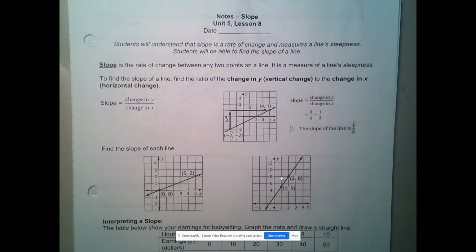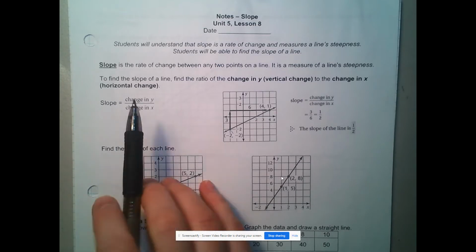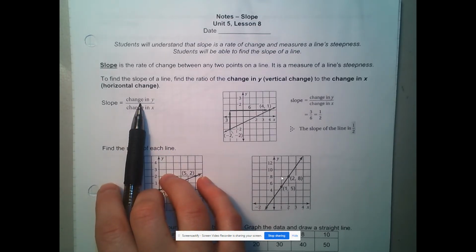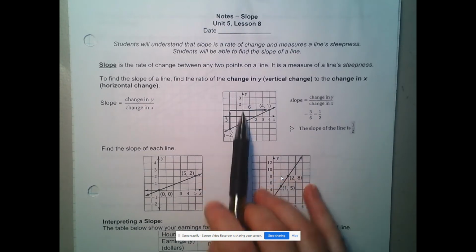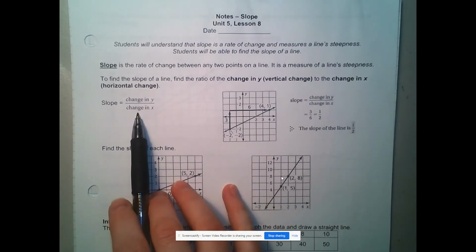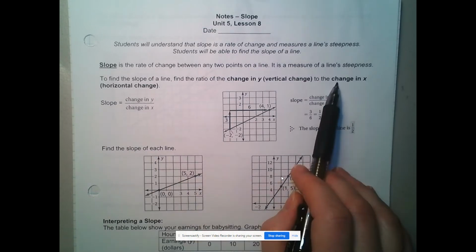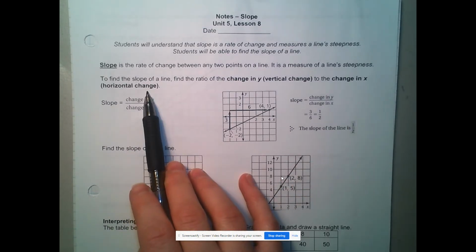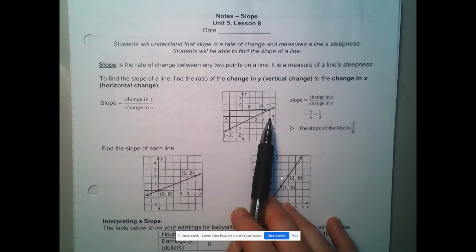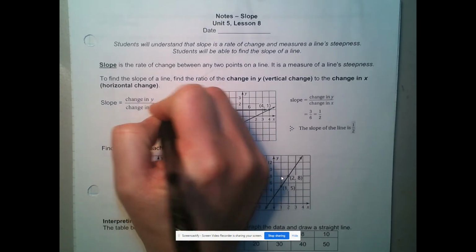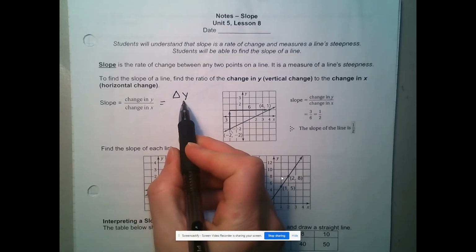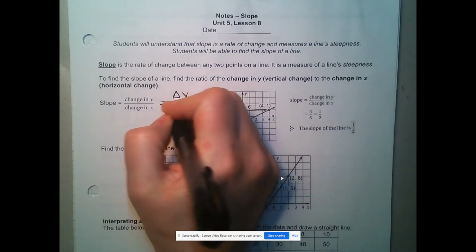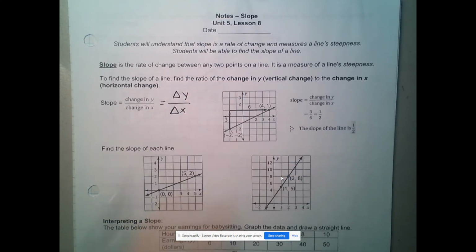Now, we are going to look at something called the change in y. Change in y is a vertical change, like you're up and down, because the y-axis goes up and down. And we're also going to talk about the change in x, or horizontal change, just like the x-axis is horizontal, going side to side. Change in y is also represented sometimes by delta y, and that triangle means delta, or change in y, over delta x, or change in x.